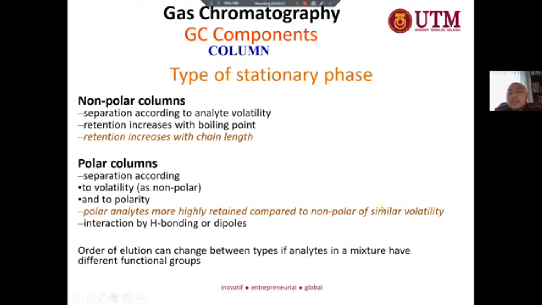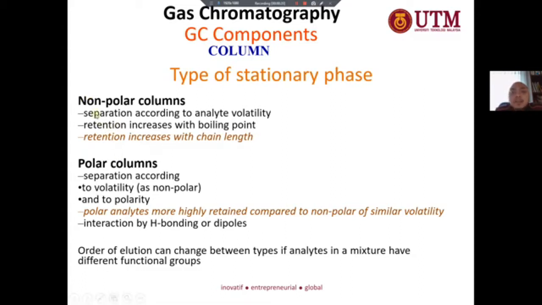Alright, for the GC column, let's look into the type of stationary phase. Basically, we can divide it into two: non-polar columns and polar columns. It's different compared to the HPLC. We don't call the GC reverse phase or normal phase, we just call it gas chromatography. How we choose the column depends on our analytes.